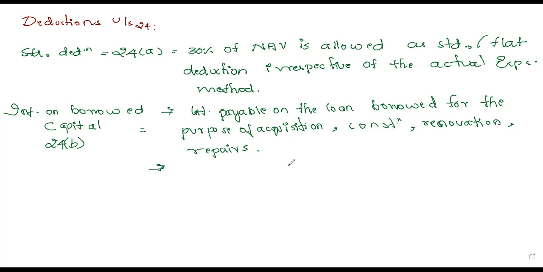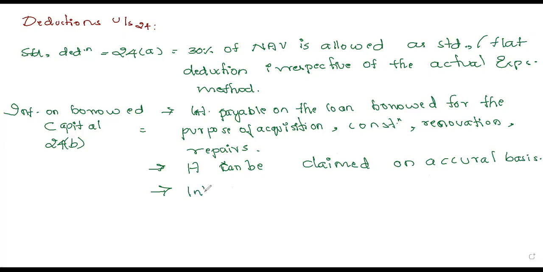In the second situation, you can take the point that it can be claimed on an accrual basis. You might have studied accrual interest or accrual basis. You can always claim EMIs on installments. Whatever capital you have borrowed, you can claim the interest on that amount on an accrual basis.